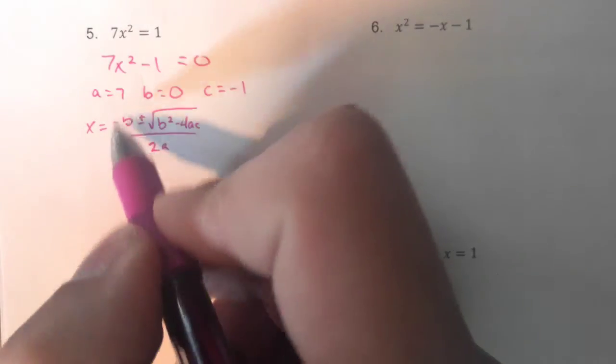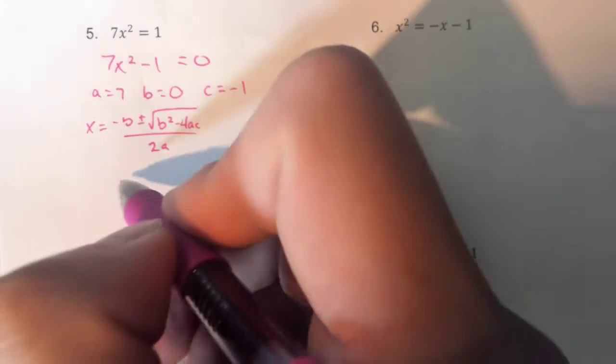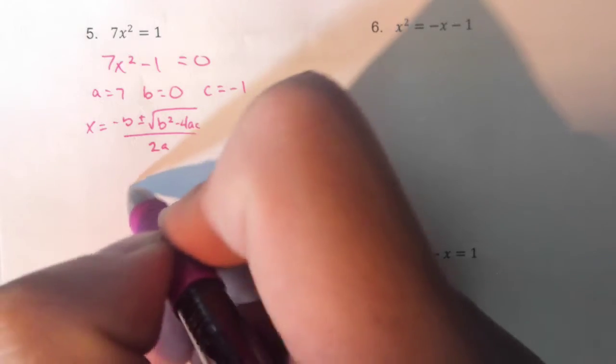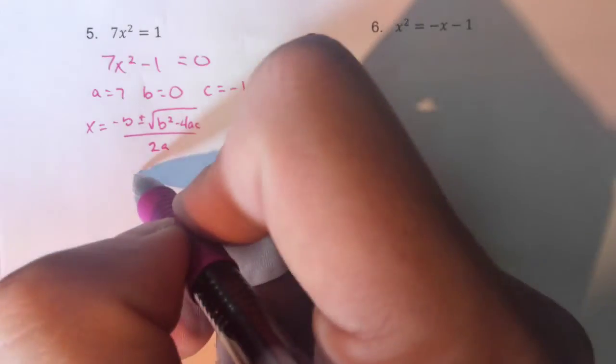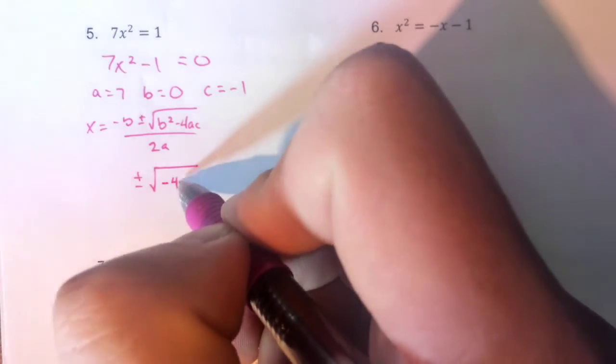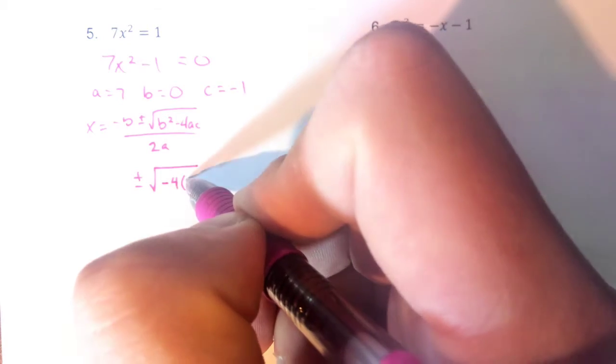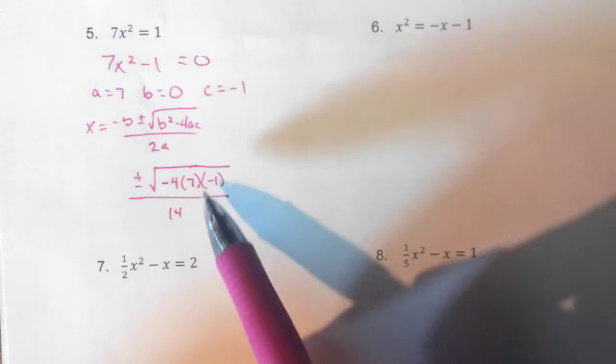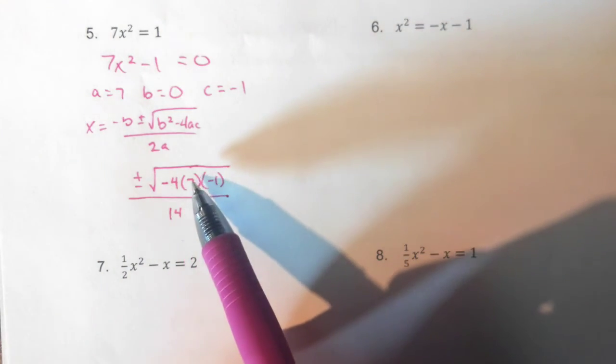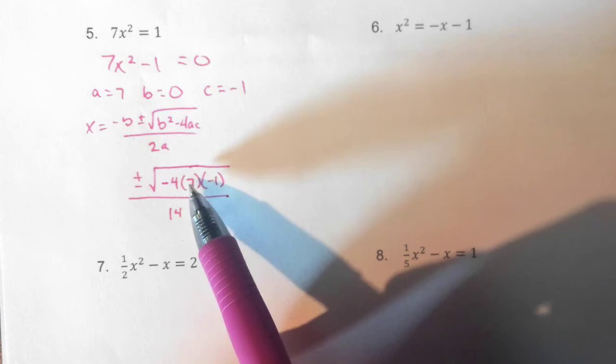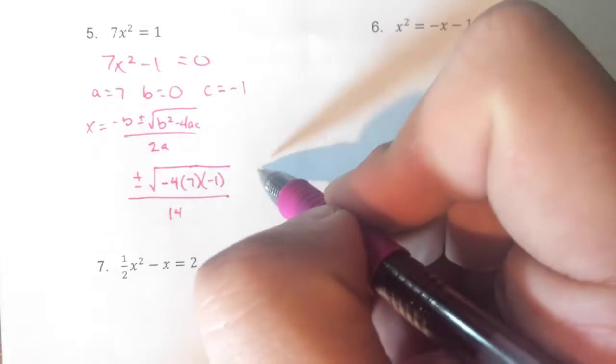All right, plugging it in. The opposite of 0 is still 0. I probably wouldn't even write 0 out there. I would just start with the plus or minus the square root of B squared, which is 0, so I'm not going to write that again, minus 4 times A times C all over 2A. That would be 14. All right, negative 4 times 7 is negative 28. Negative 28 times negative 1 is positive 28.